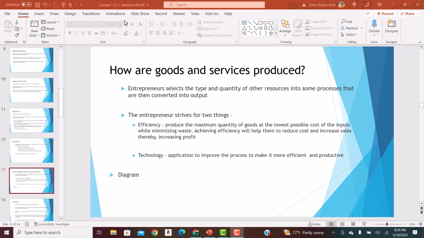And the other thing they strive for is always better technology, right? The application to improve the process to make it more efficient and productive. The more better technology you have, basically the more efficient the process will be. And you will be able to improve your production process.